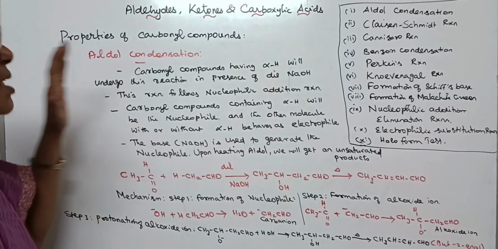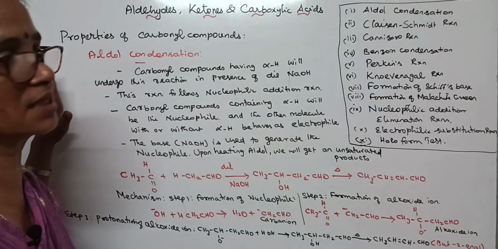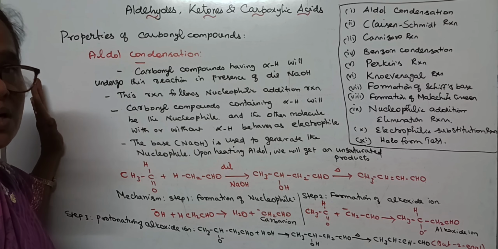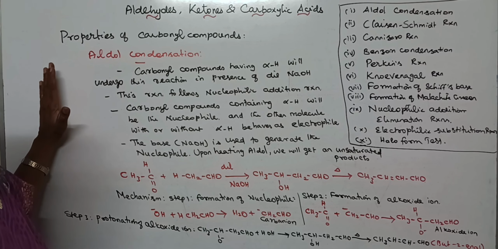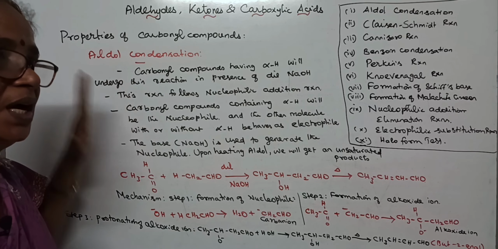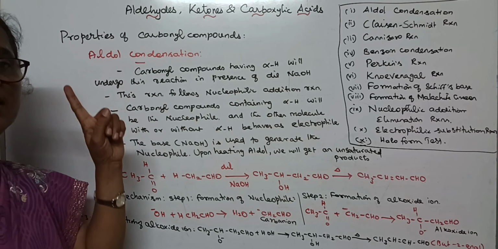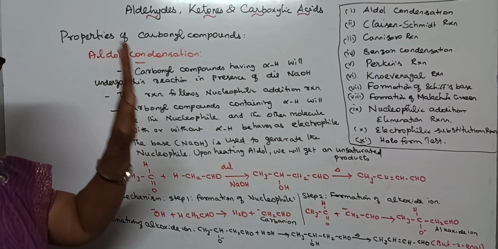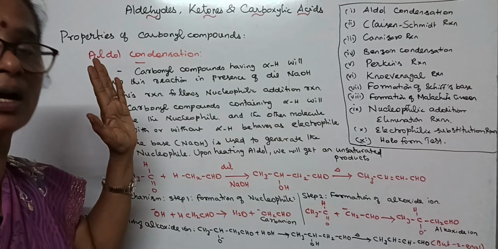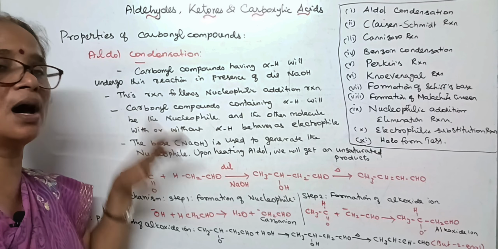The most important reaction of carbonyl compounds is the aldol condensation reaction. This aldol condensation reaction is only possible for carbonyl compounds having alpha hydrogen atoms. Already we have discussed alpha, beta, gamma positions when we covered the nomenclature topic. So the carbon attached to the functional group aldehyde is said to be the alpha carbon, and the hydrogen atoms carried by that alpha carbon are alpha hydrogens.